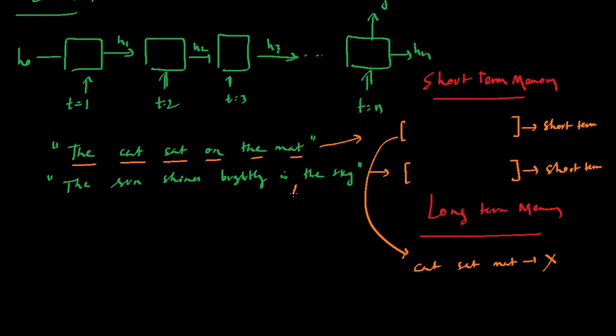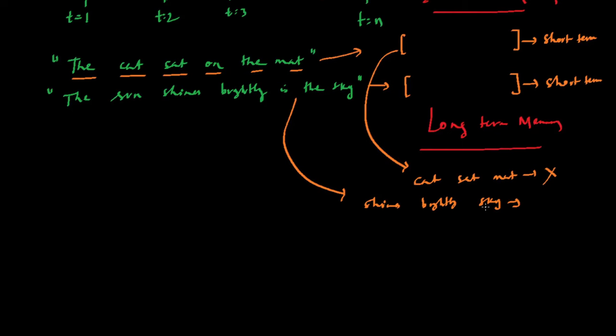Let's say from this corpus, we got to know that shines, brightly and sky. These are important words. They might go to the long-term memory. So they go to the long-term memory because they are important with respect to the specific task in hand, and based on which the long-term memory storage contains these type of words.